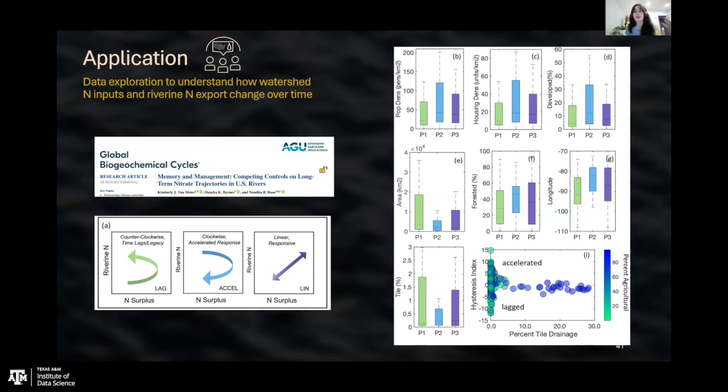What we found is that in the green, counterclockwise hysteresis loop, there was a lot more tile drainage. This is just the process of installing tubes underneath the landscape to move water really quickly. So with this data-driven approach, we're able to pair two data sets together, throw in some other watershed attributes, and really get a better understanding of how nitrogen moves in the landscape.